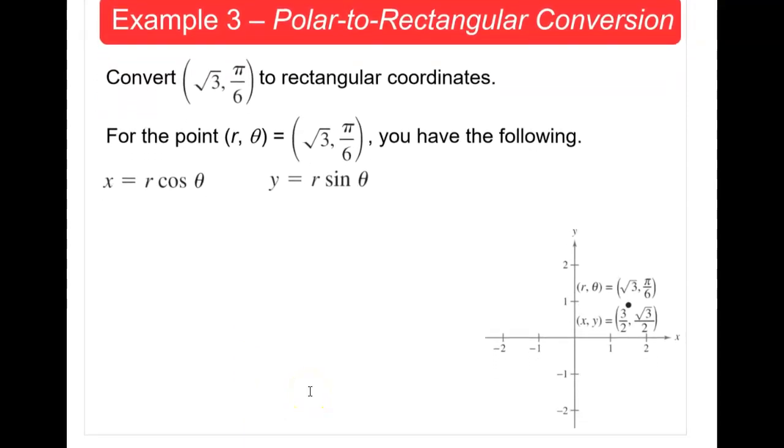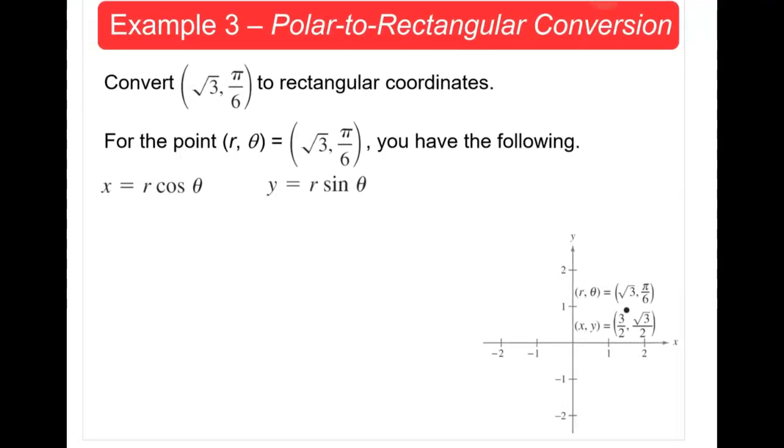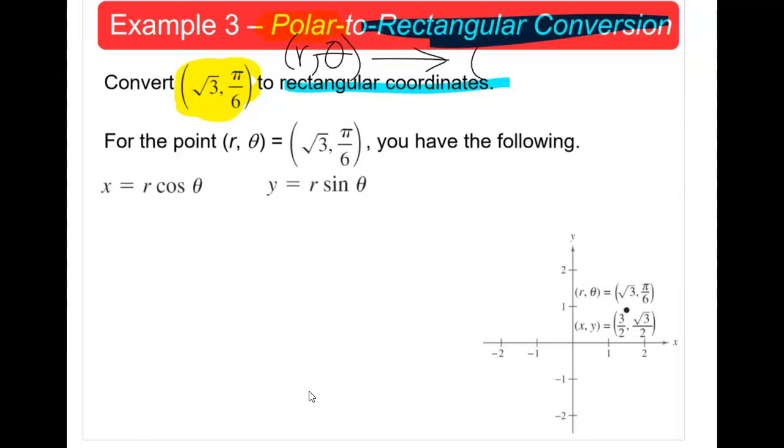So for example 3, we're going to convert from polar. Here we have polar coordinates, and we're going to convert that to rectangular coordinates. So what we're aiming to do is to go from r theta to x, y, like that.